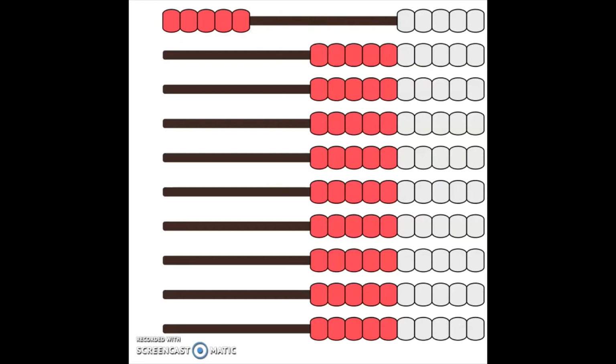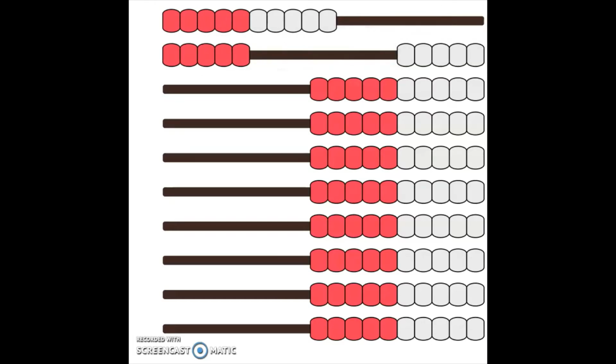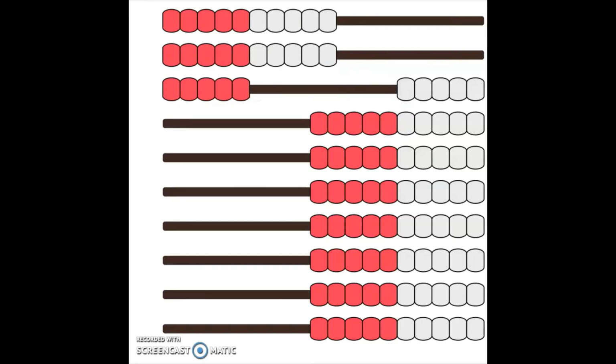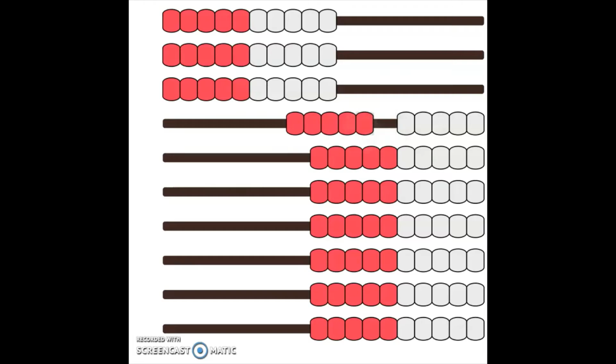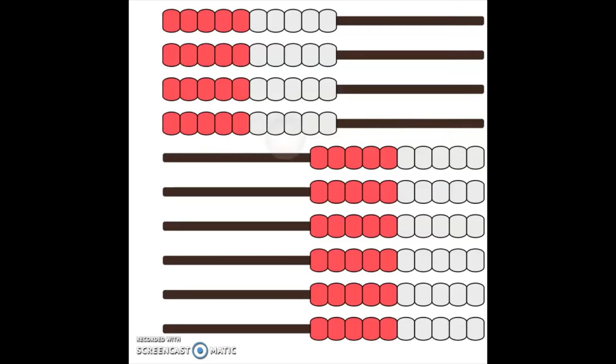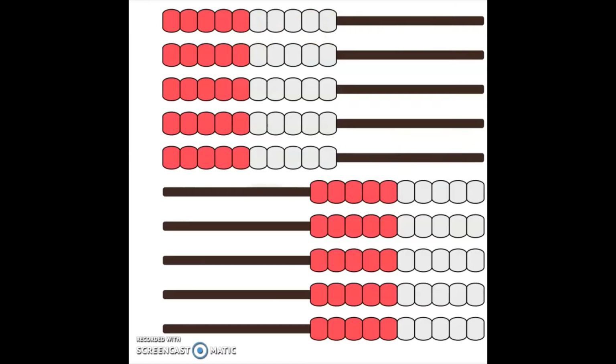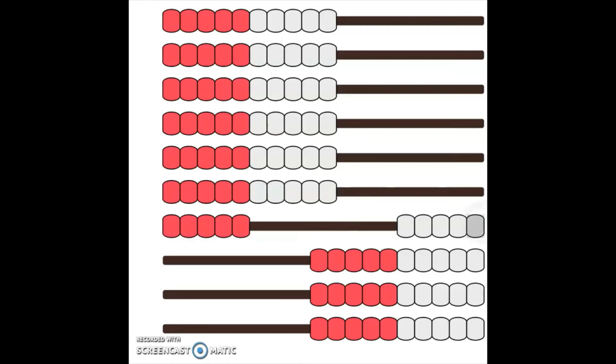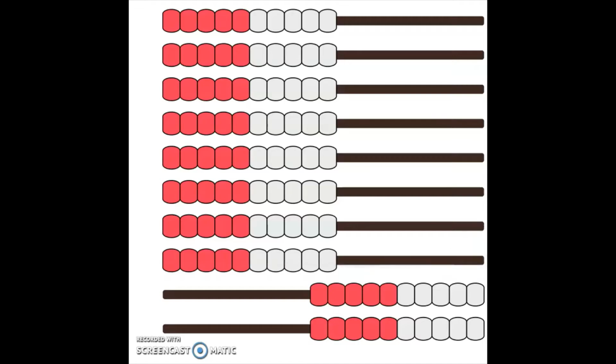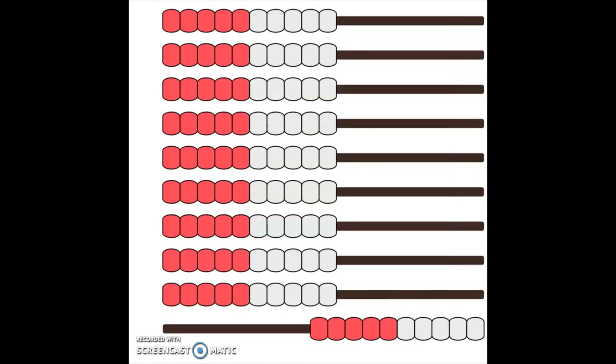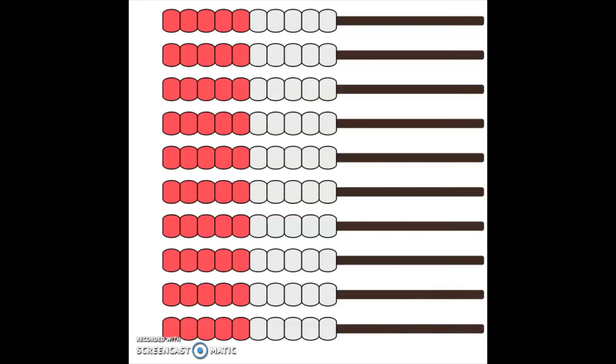Ready? 5, 10, 15, 20, 25, 30, 35, 40, and look, my friends, that's already 4 rows of 10 each. 45, 50, 5 rows, 55, 60, 65, 70, 75, 80, 85, 90, 95, 100. 10 perfect rows of 10. Great job, my friends.